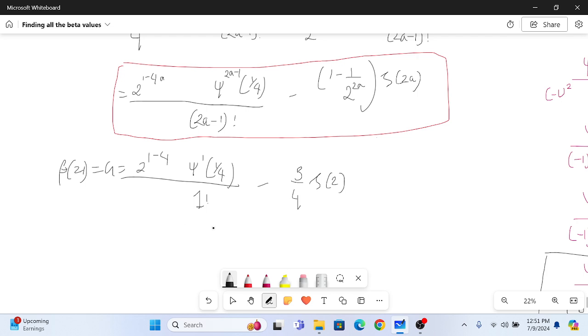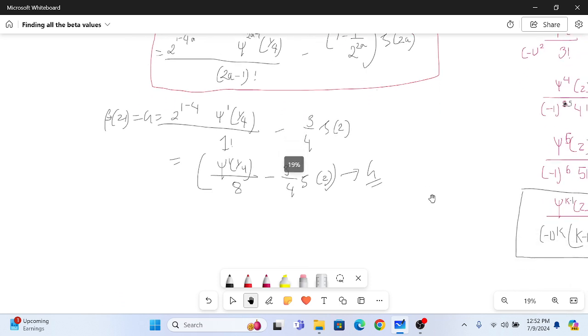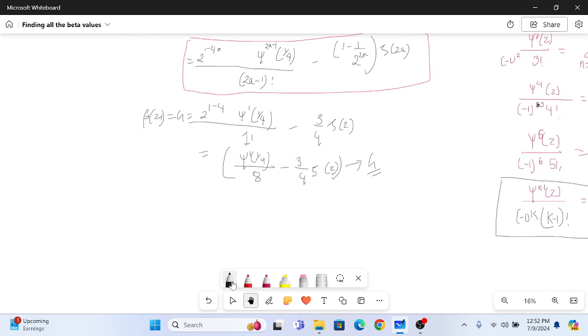Yes, so this is digamma dash of 1 by 4 by 2 cube is 8 minus 3 by 4 Riemann zeta of 2. Okay, this is the Catalan's constant. We have already found its value now. Catalan's constant. Now similarly, let us try to find out beta of 4.